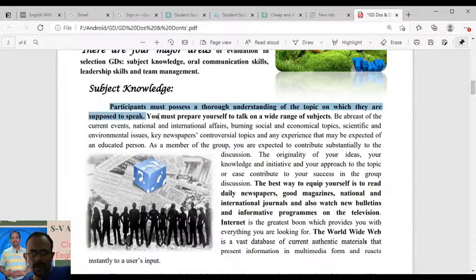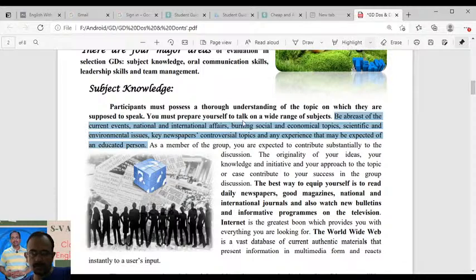You must prepare yourself to talk on a wide range of subjects. Be abreast of current events, national and international affairs, burning social and economical topics. Burning means current social and economical topics, scientific and environmental issues. Dear students, these topics are very, very important. Please do remember that. Which are these topics? Economical topics, burning social and economical topics, scientific and environmental topics, then national and international affairs. All this.